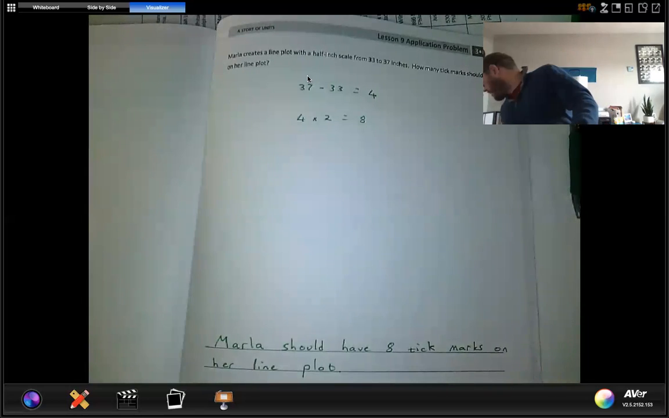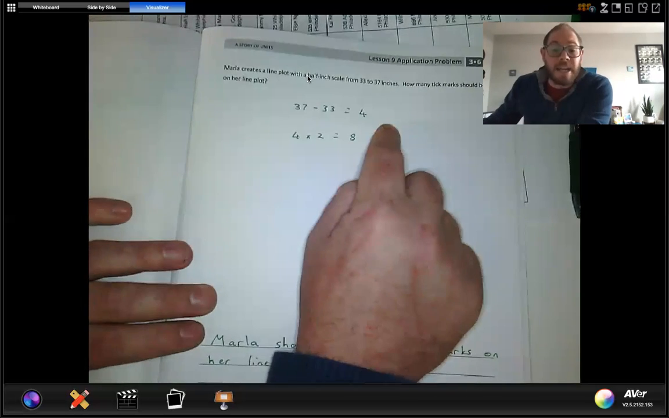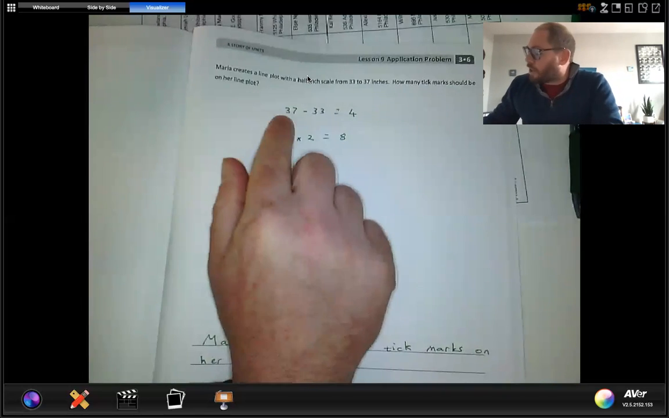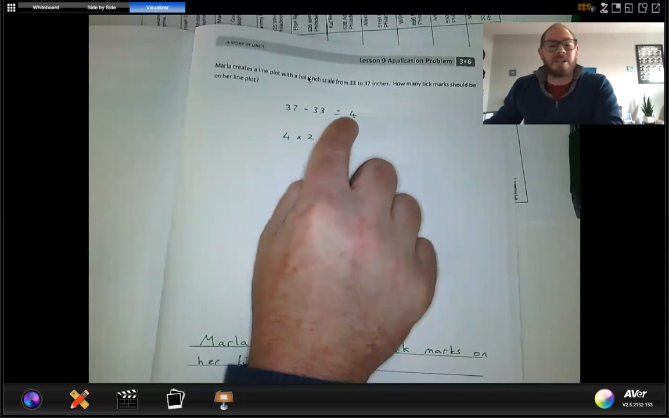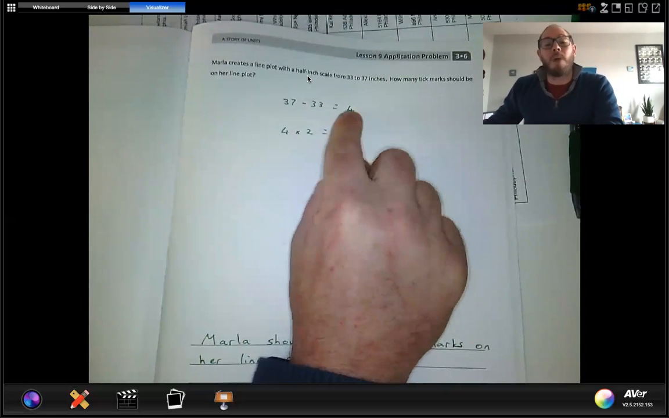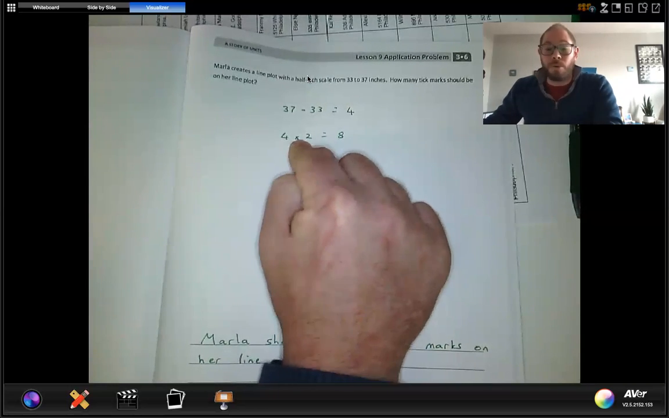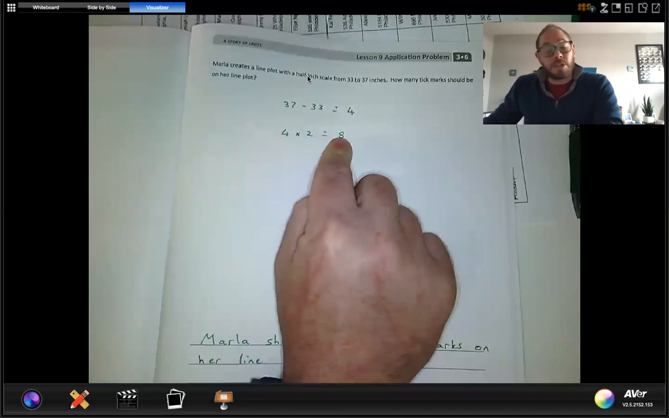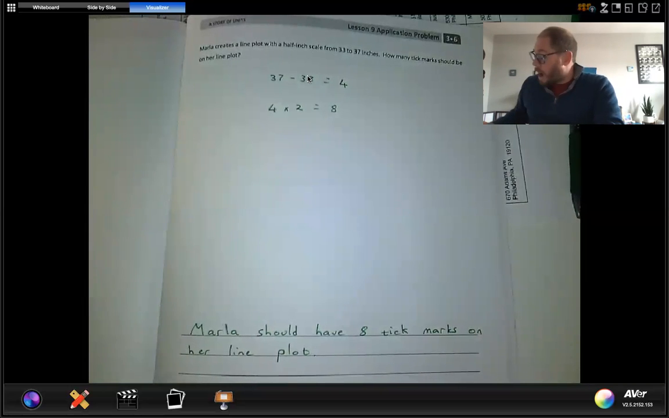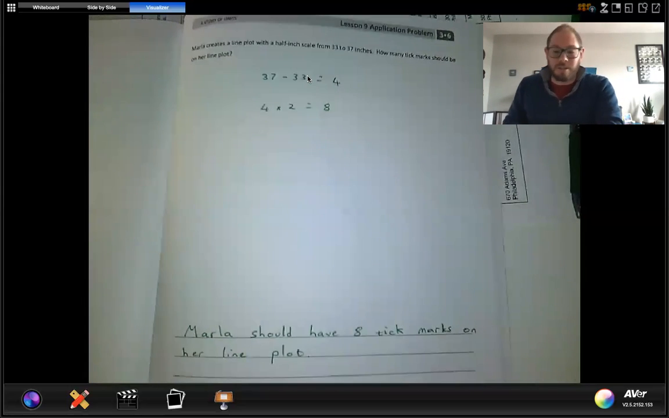All right, welcome back, grade 3. We are going to look at our application problem. So the first thing I did was I found out how many inches there would have been. So I said 37 inches minus 33 inches is 4 inches. And I know there are 2 half-inch marks in each inch. So there would be 4 times 2 equals 8. So she would need 8 tick marks on her number line. I said Marla should have 8 tick marks on her line plot.